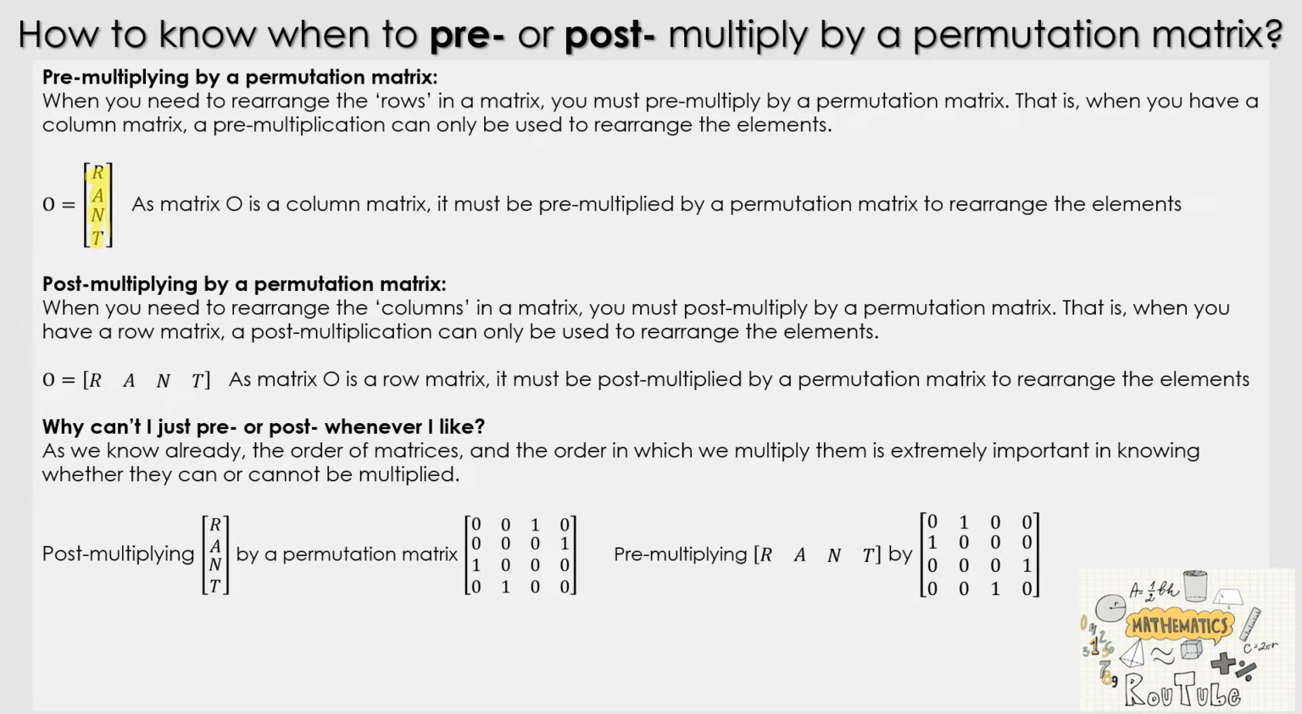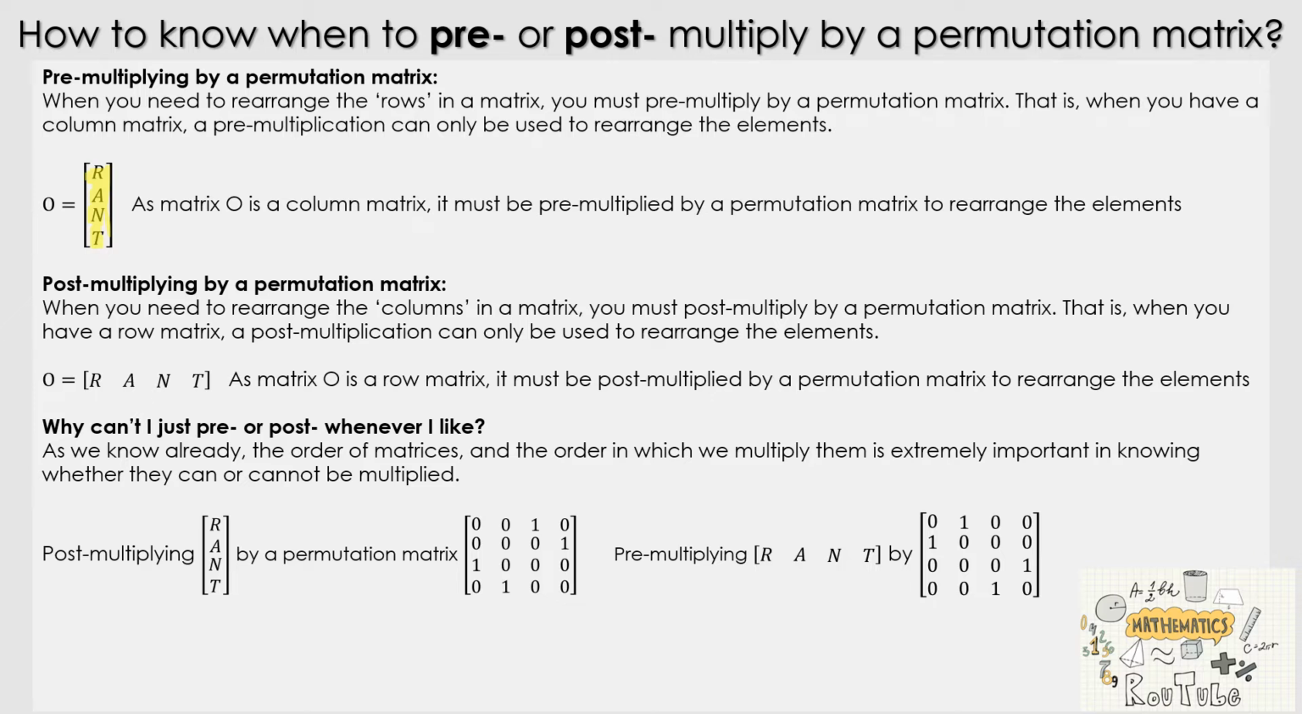So now we move on to post-multiplying by a permutation matrix. When you need to rearrange the columns, so we're not rearranging the rows now, we're rearranging the columns, you must post-multiply by a permutation matrix. That is, when you have a row matrix, a post-multiplication can only be used to rearrange the elements. So you see, everything's sort of the opposite of pre-multiplying. So let's have a look here.